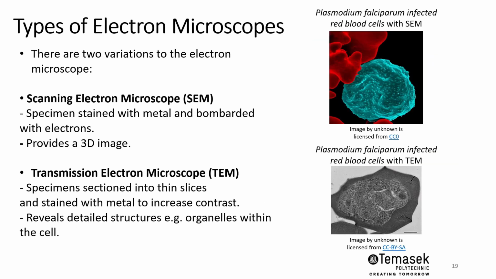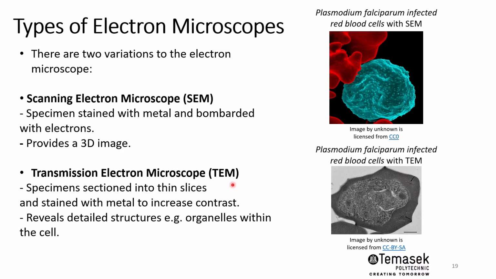So in addition to light microscopes, there are also electron microscopes. Okay, electron microscopes are much more specialized and sophisticated. They allow you to visualize materials, be it viruses or even red blood cells, in great detail. There are two types of electron microscope. First is the scanning electron microscope, also known as SEM, as well as the transmission electron microscope, also known as TEM.